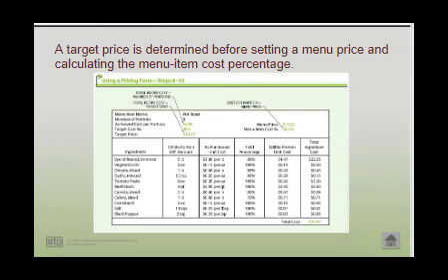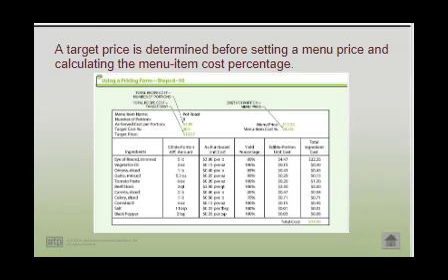Number 8, calculate the target price by dividing the total cost by the target cost percentage. Number 9, adjust the target price if desired and record the menu price. Number 10, calculate the total cost percentage by dividing the cost per portion by the menu price.